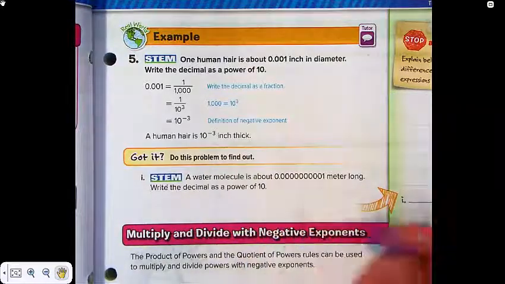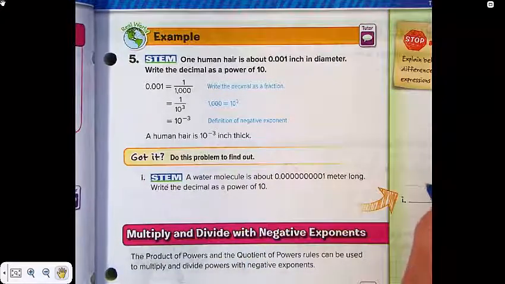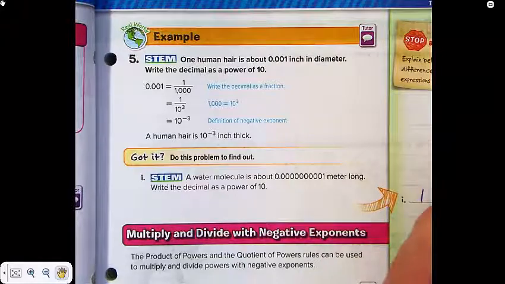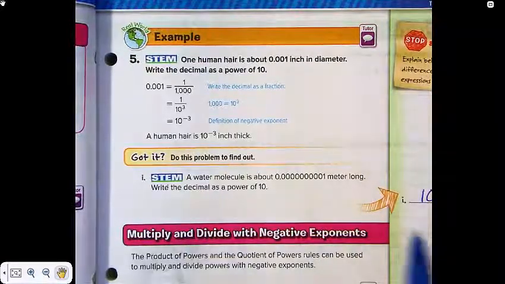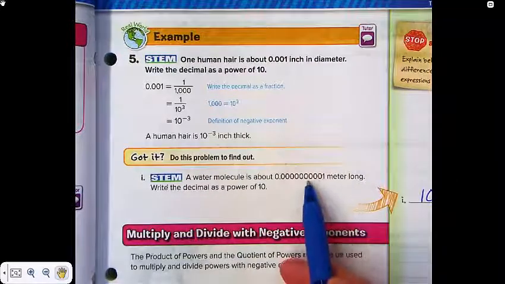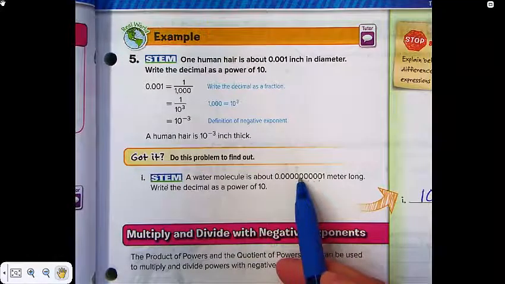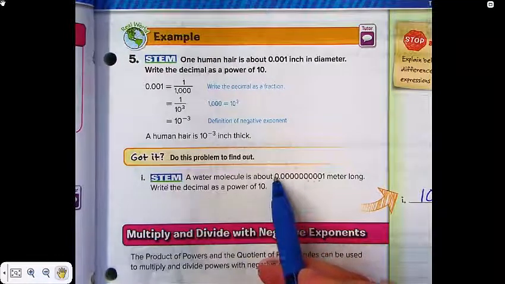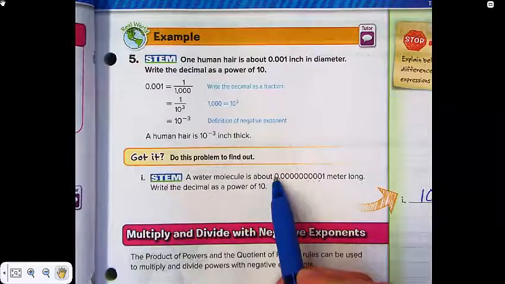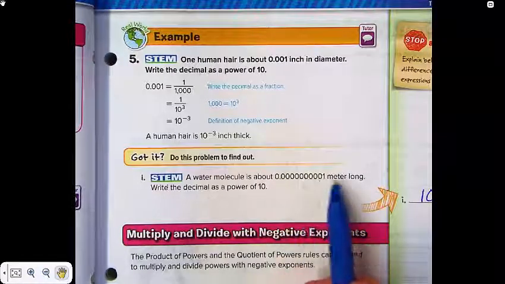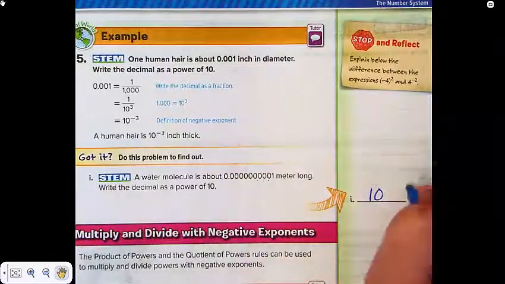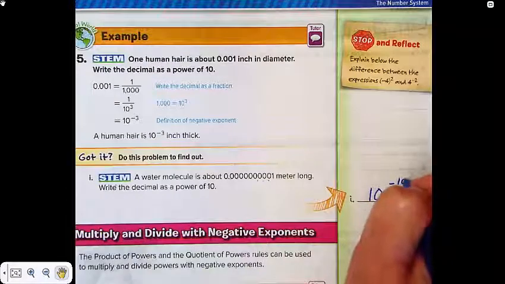Again, I can count zeros. So I'm going to start with a power of 10. So I know that it's going to be 10 to something. So now if I count zeros, I have 1, 2, 3, 4, 5, 6, 7, 8, 9, 10 zeros. And because it's a decimal, I know it's going to be negative, so it's going to be 10 to the -10 power.